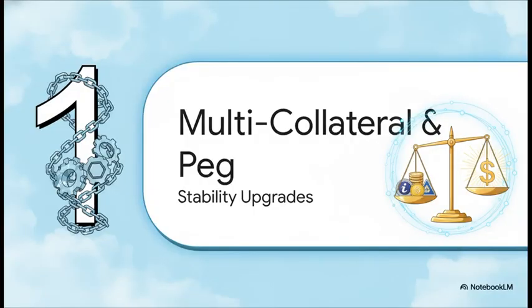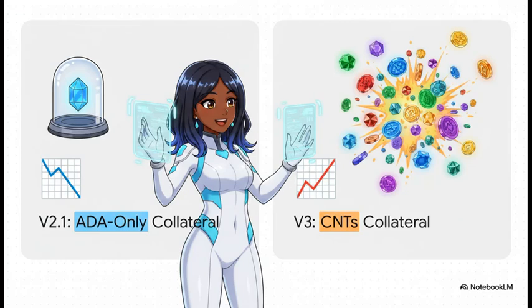Section 1, Multi-Collateral and Peg Stability. Let's start right at the foundation: how you open loans and how the protocol actually holds that crucial dollar peg. Back in V2.1, if you wanted to mint an iAsset, you were completely locked into ADA and its market swings. Well, V3 completely opens the Cardano ecosystem wide open.